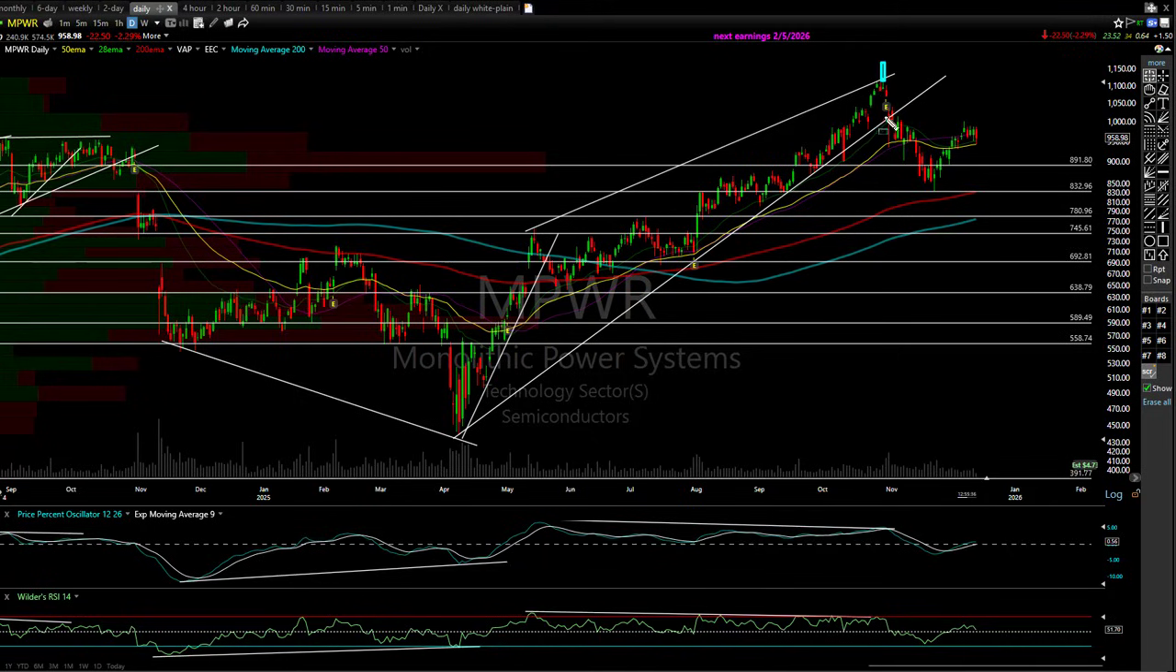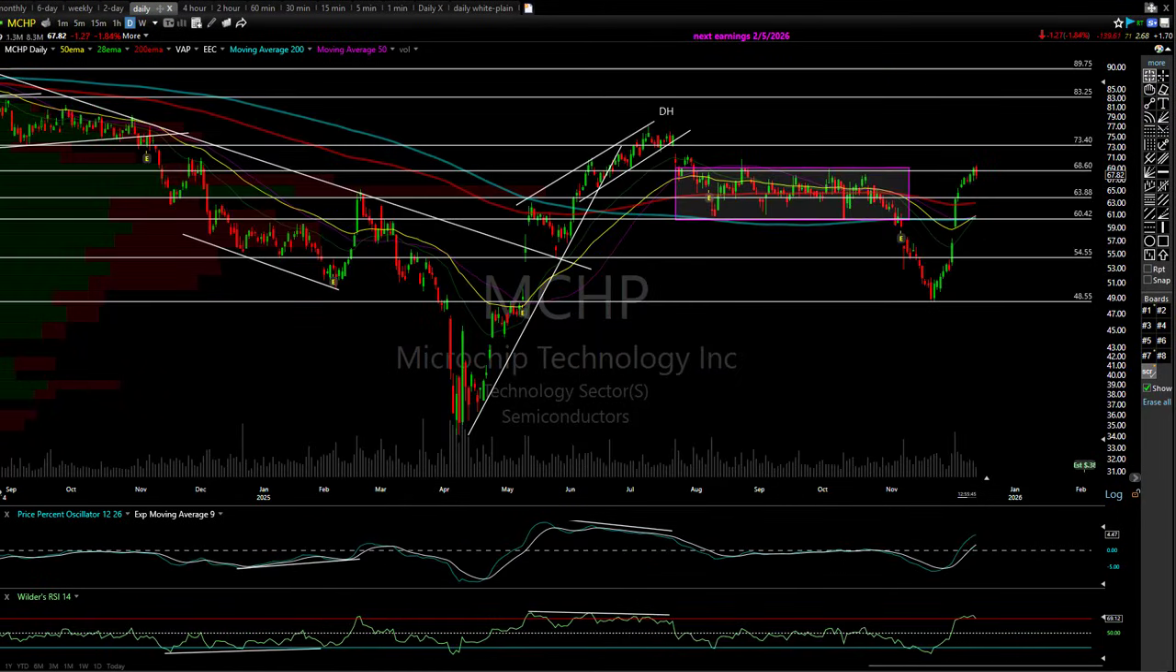MPWR, divergent high, sell signal on the breakdown. Bounced off this support level here. That's it, little kickback rally. MCHP at resistance right now.